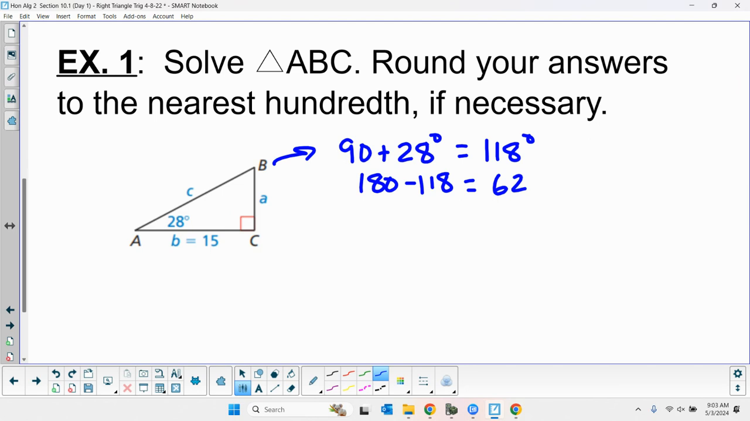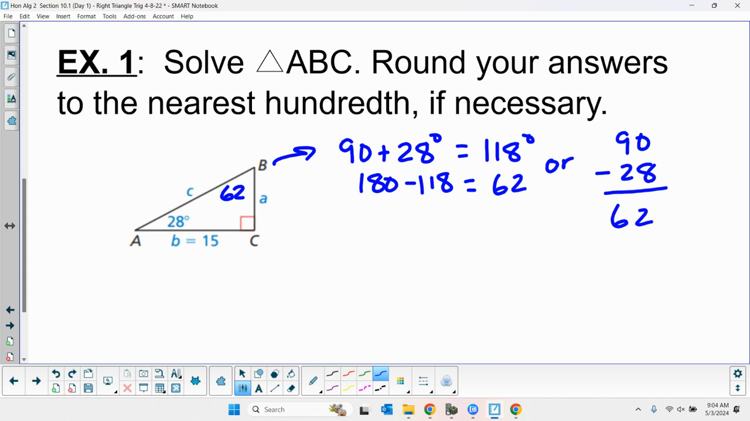Or, if that's 90, you know those 2 add up to what? 90. So you could just do 90 minus 28. That's probably easier, right? I should have done that. That's still 62, right? Good? Okay. So that's the first thing I do is I answer that. Okay?